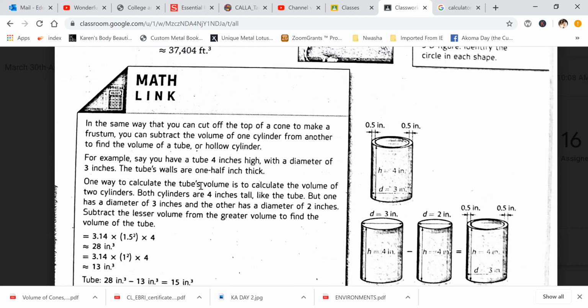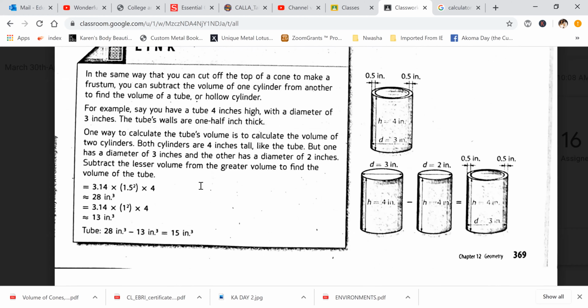So this one says, in the same way that you can cut off the top of a cone to make a frustrum, you can subtract the volume of one cylinder from another to find the volume of a tube or a hollow cylinder. For example, say you have a tube 4 inches high with a diameter of 3 inches. The tube's walls are 1/2 inch thick. One way to calculate the tube's volume is to calculate the volume of 2 cylinders. Both cylinders are 4 inches tall, like the tube, but one has a diameter of 3 inches and the other has a diameter of 2 inches.